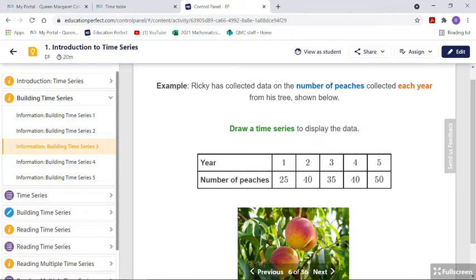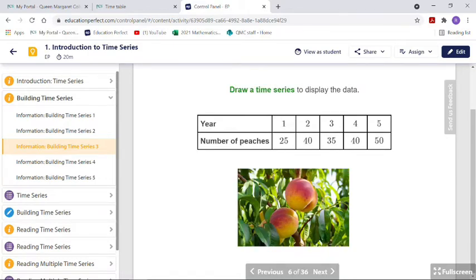So here they're just measuring the number of peaches that were picked in a certain year. On the first year, they picked 25 peaches, 25 peaches from his tree. On the second year, he got 40, and so on, right? So we're going to look at how this is put into a time series graph.